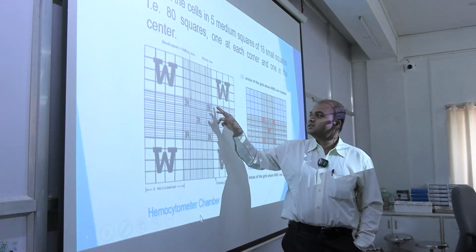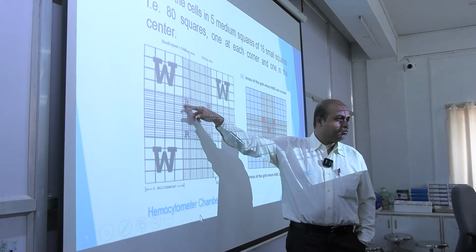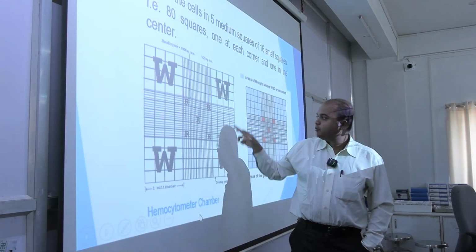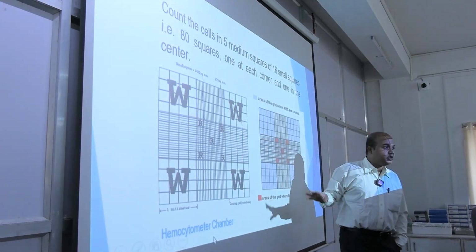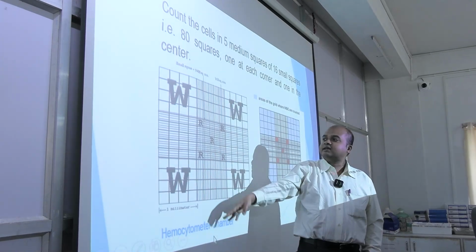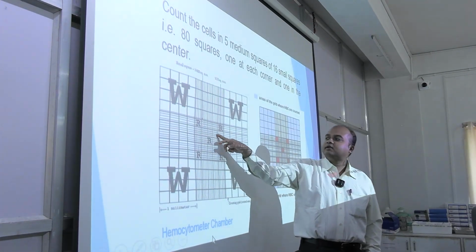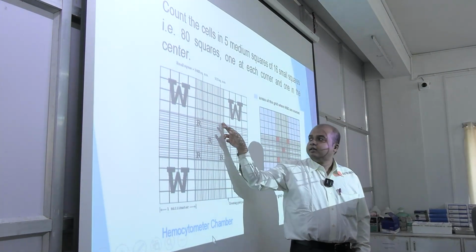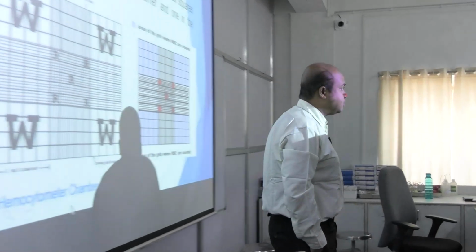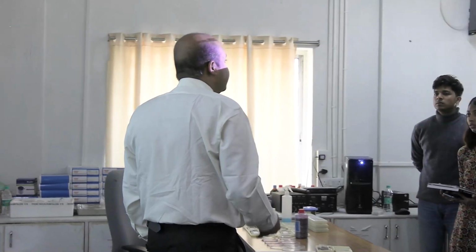This is the central square of the counting grid where RBCs are counted, and these are 4 squares which are not for counting cells. They have been bisected by triple lines, which are dividing the RBC square. The large RBC square is divided into 5 into 5, 25 medium RBC squares, and the triple lines are dividing each of the medium RBC squares into smaller ones. Each of the 25 is divided into 16 smaller RBC squares.